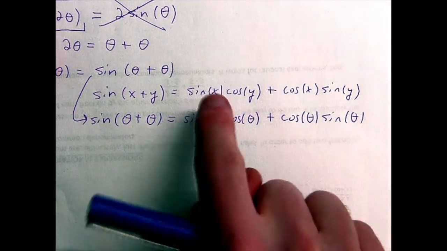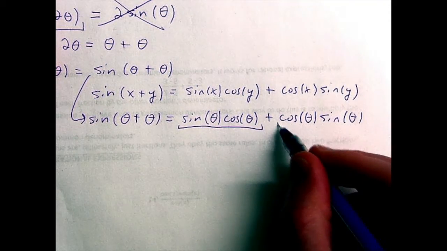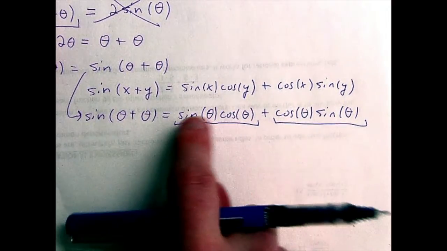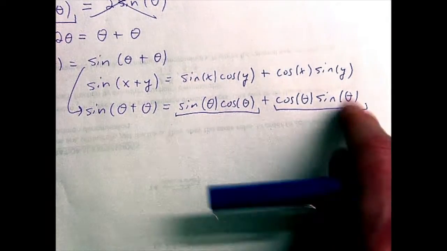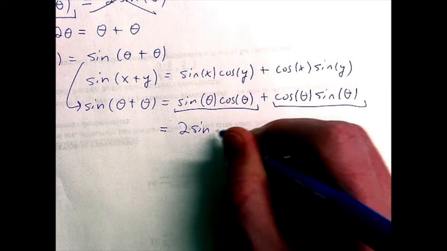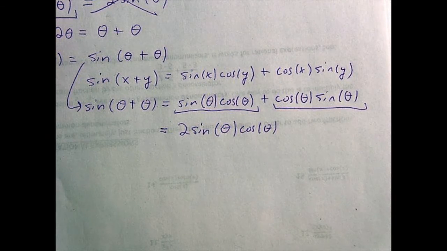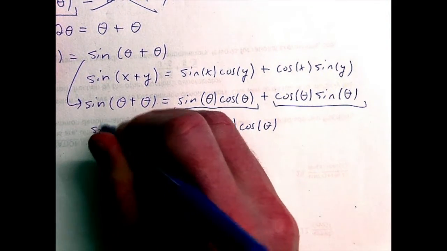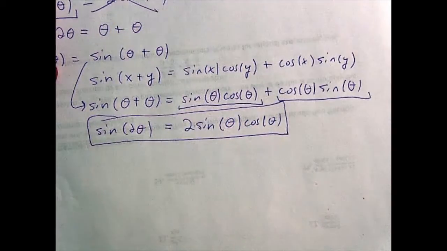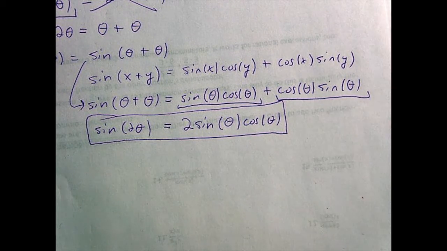Now, because x and y are both the same angle theta, these two terms, which ordinarily are different, are actually the same. If you look, those two terms are identical. It's just the order of the factors is switched. Sine, cosine, cosine, sine. So what we wind up with is actually 2 copies of that same term. 2 sine theta cosine theta. And that's the formula for sine 2 theta. So this is our final formula. Sine 2 theta is equal to 2 sine theta cosine theta. That's the so-called double angle formula for sine.